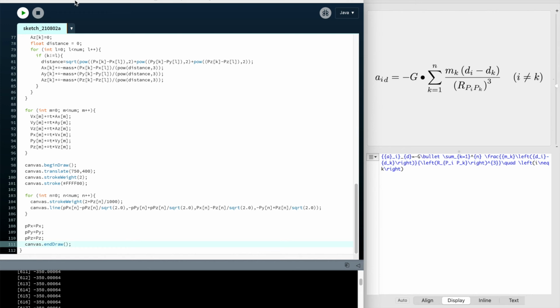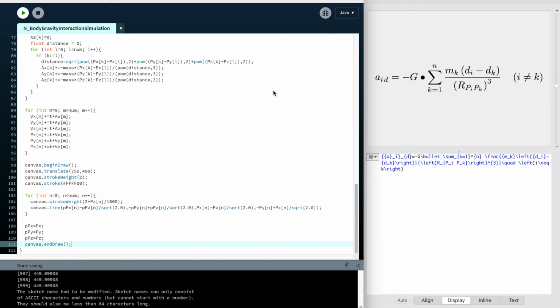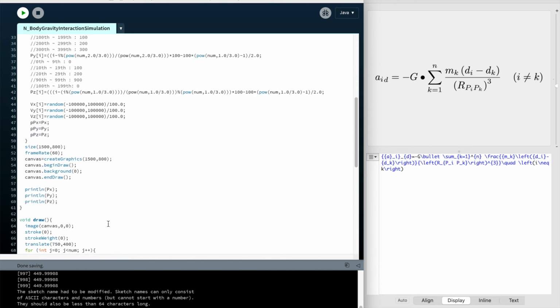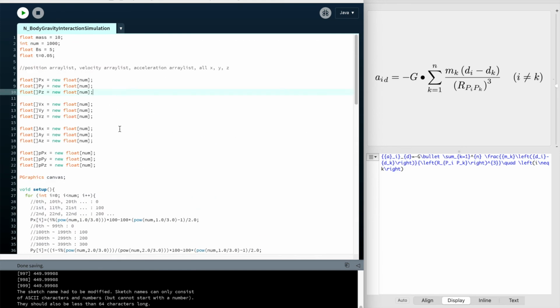And hopefully when I run this, let's save this as, let's say, n body gravity interaction simulation. Yep. Let's run that and see what happens in our canvas. No, the sketch name cannot be identified. What does that mean?